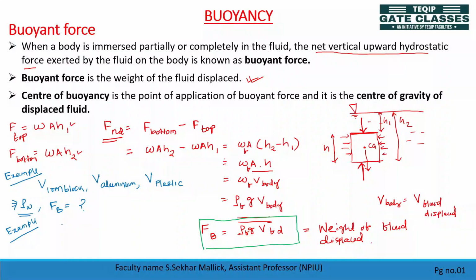Suppose a body is placed at h1 distance from the liquid surface, and another body is placed at a very large distance, suppose h2 distance. Okay, now tell me where buoyant force will be more, in body 1 or body 2? For body 1 or for body 2? See, h1 distance is very small compared to h2.